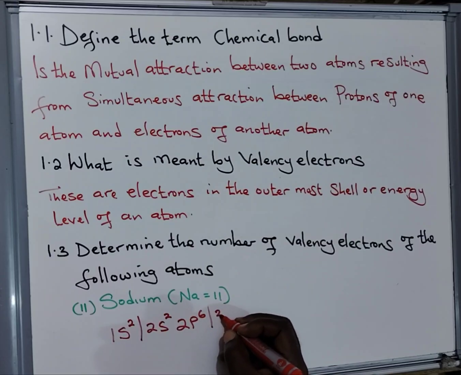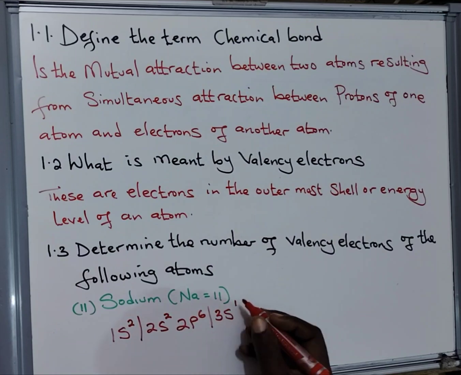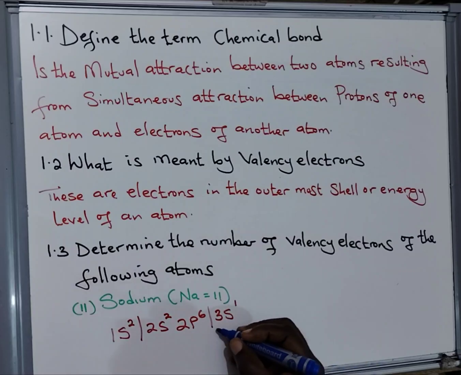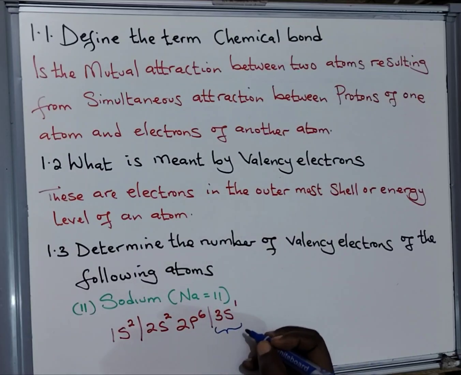So the one which goes to the third energy level, and is there. And then I need to remind you that what you have here for sodium are the valence electrons. So sodium has 1 valence electron.